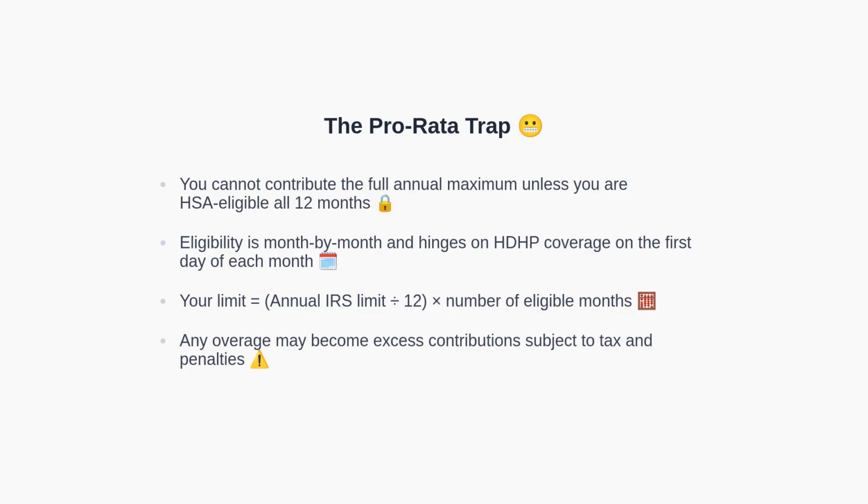The pro-rata trap is simple but unforgiving. You are not allowed to contribute the full annual HSA maximum if you are not eligible for all 12 months. Eligibility is determined month by month based on whether you had qualifying HDHP coverage on the first day of each month. Your personal contribution limit equals the annual IRS limit divided by 12, multiplied by the number of months you were eligible. If you contribute more than that amount, the excess may be taxed and penalized unless corrected by the deadline. Now that you grasp the trap, let's visualize the calculation flow so you can apply it correctly.